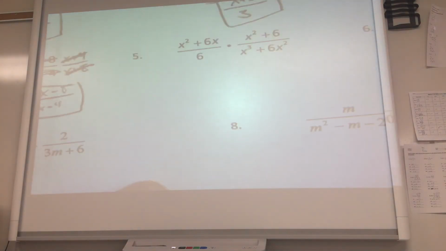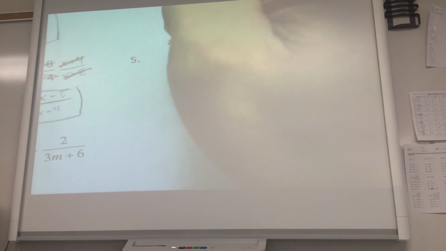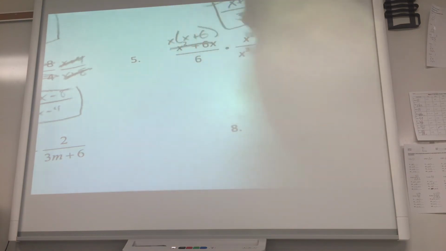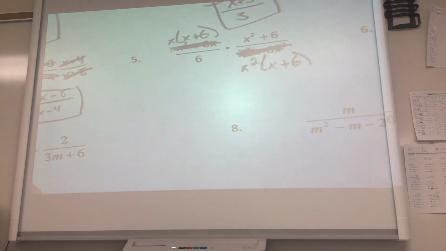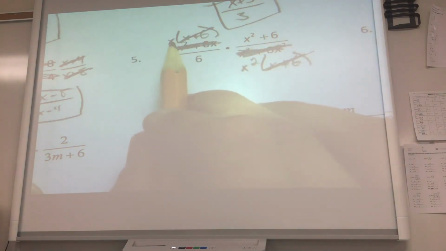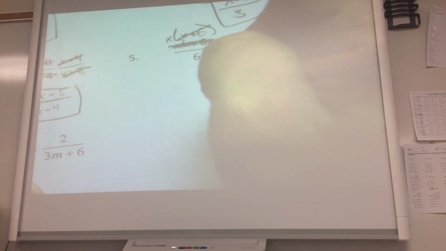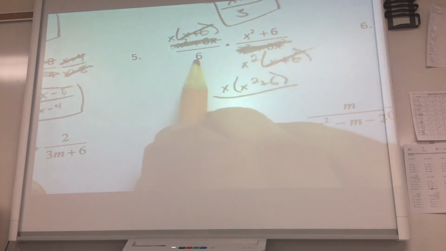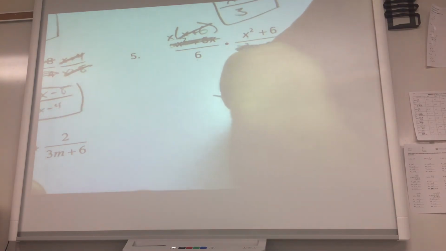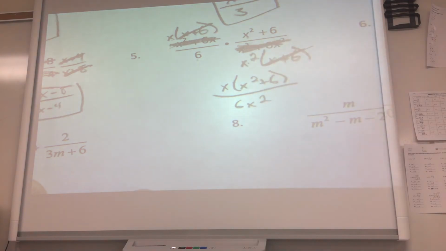All right, so this one, factor everything. X plus 6. This one, can't factor that. Sum of squares, can't factor. Okay, x squared, x plus 6. This one actually can be a little bit tricky. I could see how this one would trick some people. X plus 6 would cancel with x plus 6. I'm left with x times x squared plus 6 on top. And I'm left with 6 and an x squared on bottom. 6x squared. Okay.